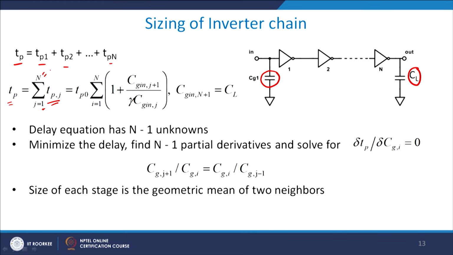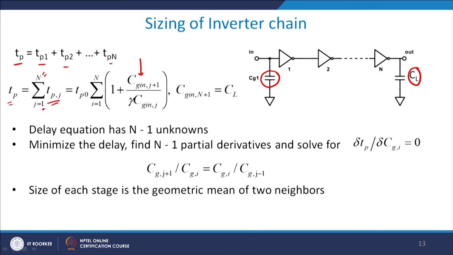Therefore, breaking down, Tp0 is the propagation delay for a single gate, which is constant and independent of everything. It depends only on the intrinsic gate, not on the extrinsic load, so you can take it outside the summation sign. I get 1 plus Cg,in of the j plus 1th gate. Why the j plus 1th? If you are measuring for this one as j, this will be j plus 1, the gate capacitance of this one, divided by gamma times Cg,in of this one. And I say that Cg,in of n plus 1 equals CL.